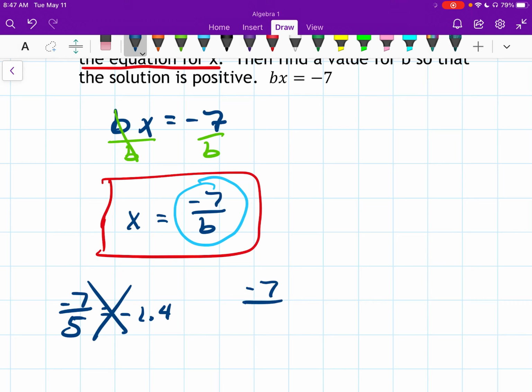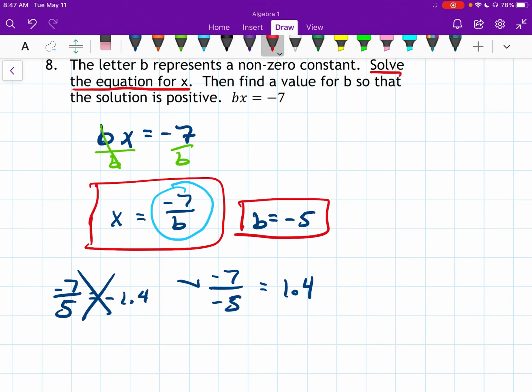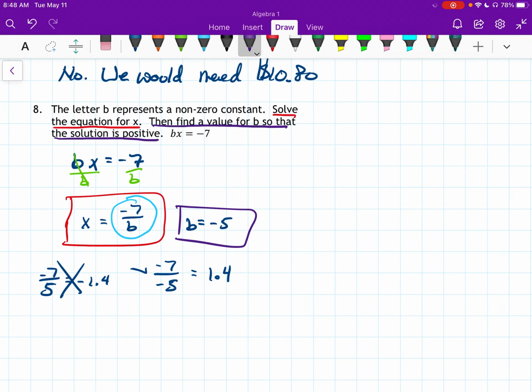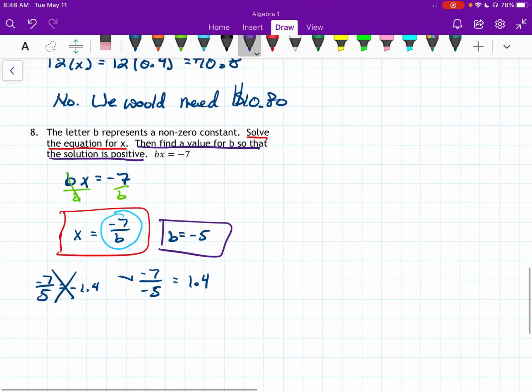What about -7 over -5? Well, -7 divided by -5 is going to be positive 1.4. So that one works. So we'll say b equals -5, right? And that is the other piece of it. Here, I'll make that a different color so we can see what we're doing. That there is finding the value for b so that the solution is positive. Okay? We will have some problems like this on the homework. Make sure that if you're confused, if you have a hard time with the homework, shoot me an email and I'd be happy to help.